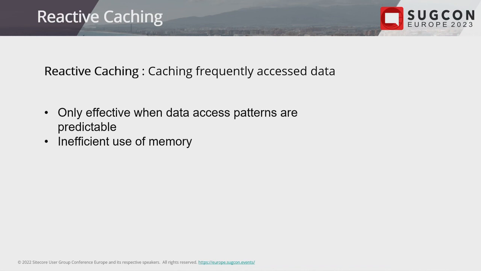And the problem is that it's not very effective when the user behavior is not predictable, not regular, and we cannot predict it. And also, the way that we use the memory is really inefficient because we store items in the cache that probably are never going to be retrieved again until they're purged from the cache. So a lot of memory is wasted.